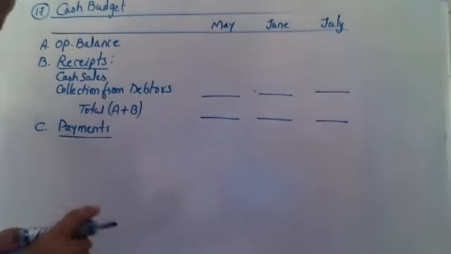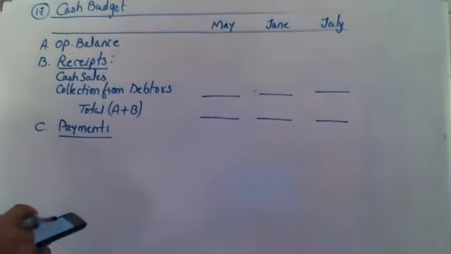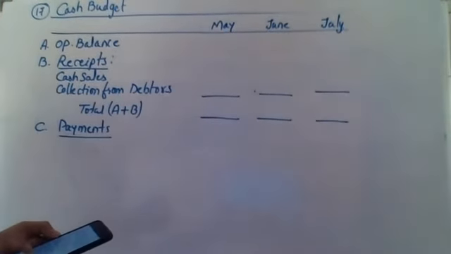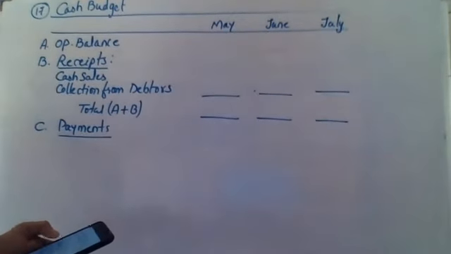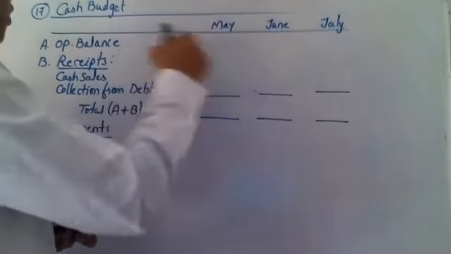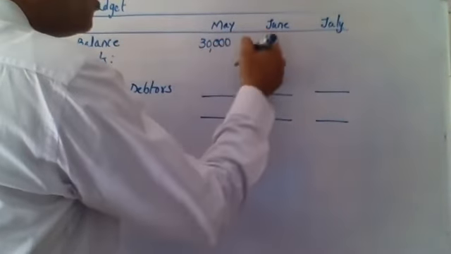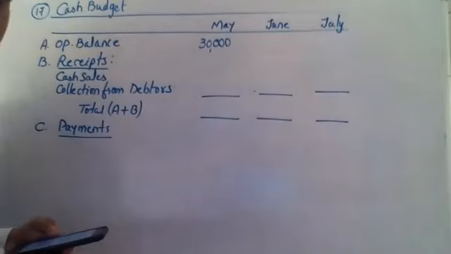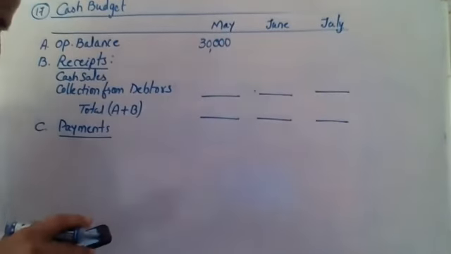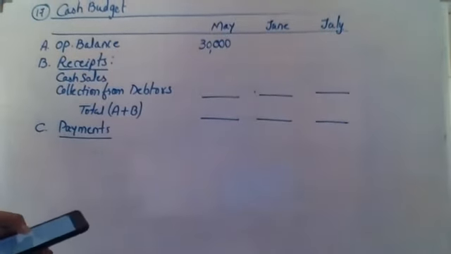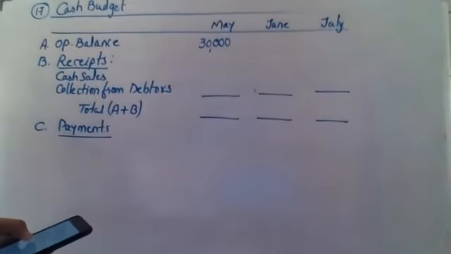As of now, we have not come to any payments. So let us first look at the question. He says a firm expects to have 30,000 balance on 1st May. So the May opening balance they are expecting is 30,000. What about June and July, sir? That is what we are trying to find out. The opening balance expected on May 1st is given to you. June and July you have to find.